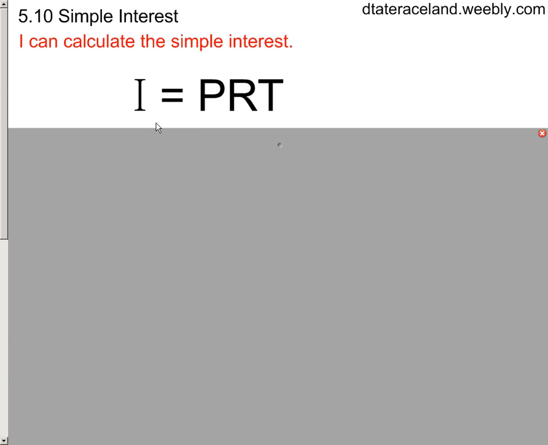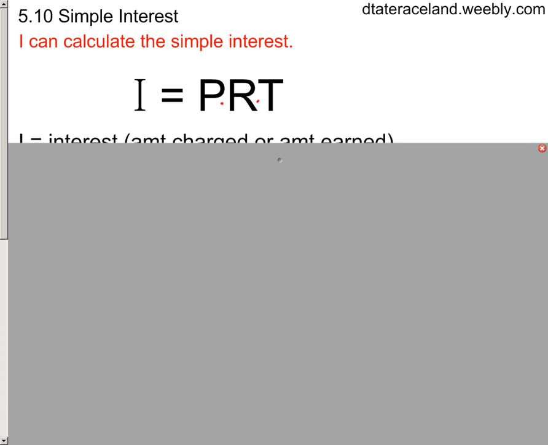And I changed this to look like a different type of capital I. That way you're not mistaking it for a 1. But it's interest equals the principal times the rate times the time. And so we've got 3 numbers that we're just going to be multiplying together here. Okay? And once you do that, you'll figure out how much interest you're going to have to be paying on something or how much interest you've earned.